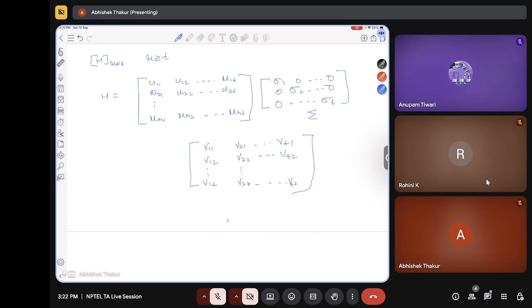So here we can decompose the channel matrix with U, sigma, and V matrix, and this is the transpose of V. So we can give the transpose symbol here. So H we can write as U sigma V Hermitian.